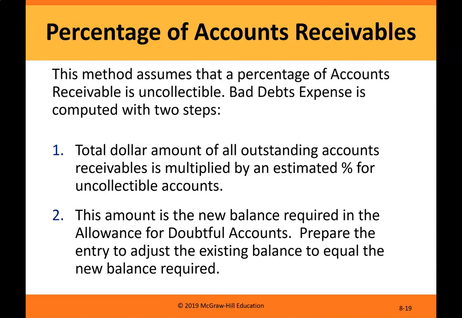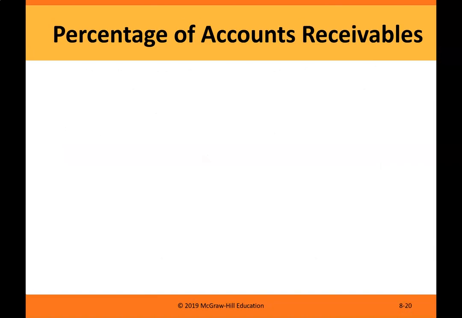Percentage of accounts receivable. This method assumes that a percentage of accounts receivable is uncollectible. Bad debts expense is computed with 2 steps. 1. Total dollar amount of all outstanding accounts receivable is multiplied by an estimated percentage for uncollectible accounts. 2. This amount is the new balance required in the allowance for doubtful accounts. Prepare the entry to adjust the existing balance to equal the new balance required.